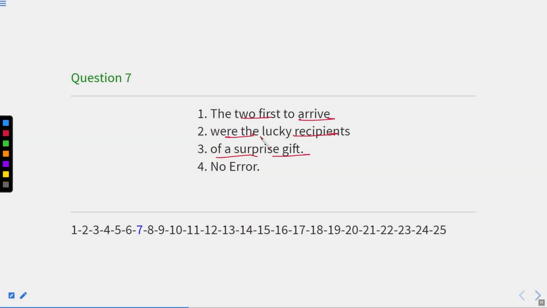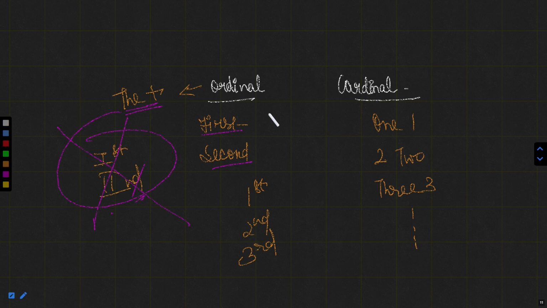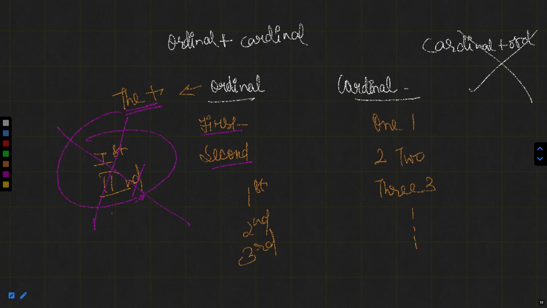Okay, so here the error is in this part. Also there is one more thing, that the sequence should be such that first we write the ordinal number, and after that we write the cardinal number. We cannot write the cardinal number before the ordinal. If I write cardinal before ordinal, it will be incorrect. We should write ordinal before cardinal.